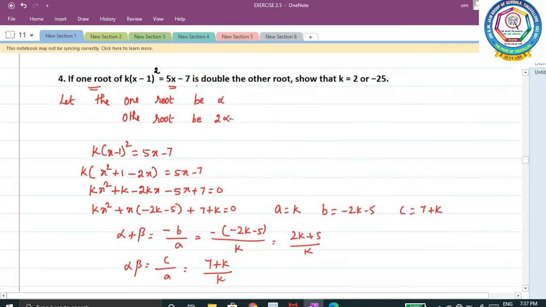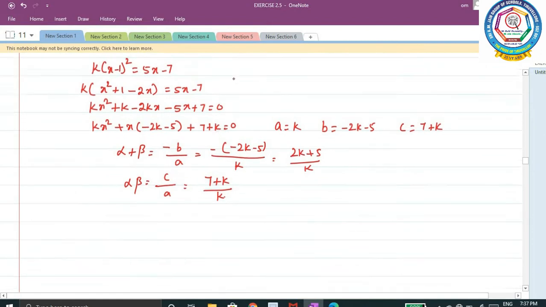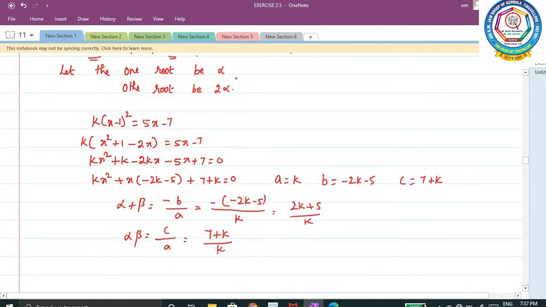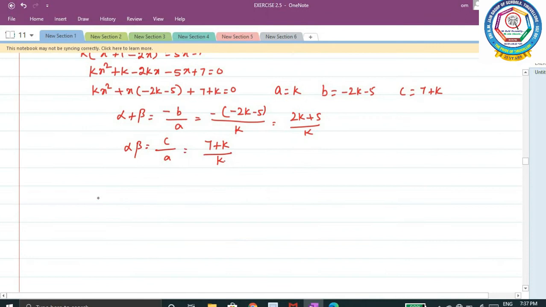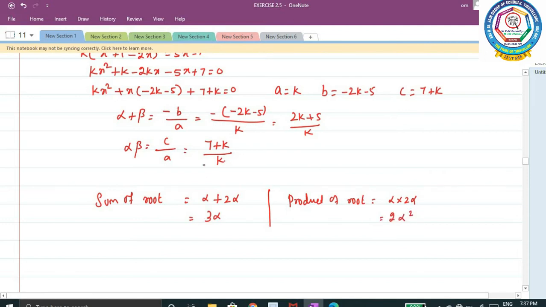Next here, one root is alpha, another one is 2 alpha. From these roots, we have to find the sum of zeros and the product of zeros. Sum of zeros, or sum of roots, is alpha plus 2 alpha, which equals 3 alpha. Then product of roots equals alpha into 2 alpha, which equals 2 alpha square. So we have to equate the sum of roots and the product of roots.